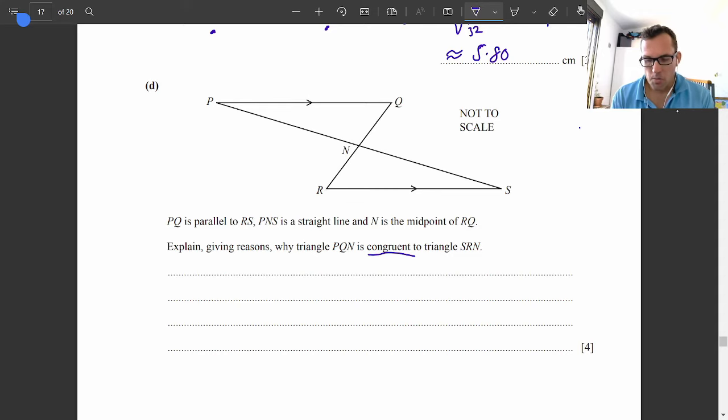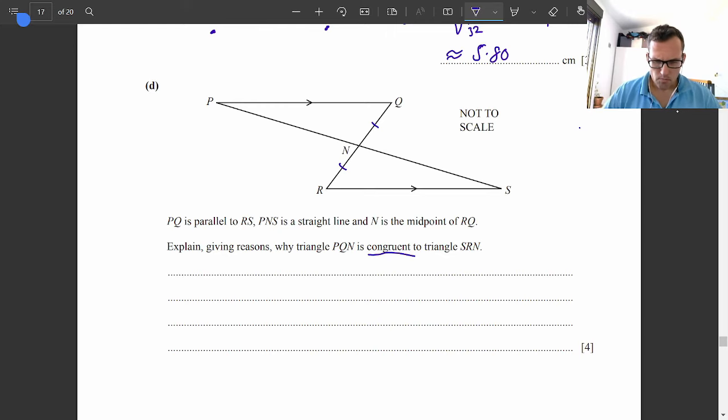They give us PQ is parallel to RS. So we need to look for those alternate or Z angles, or corresponding or co-interior angles. PNS is a straight line, and N is the midpoint of RQ. So that tells us that RN and QN are the same length. Explain, giving reasons, why triangle PQN is congruent to triangle SRN.